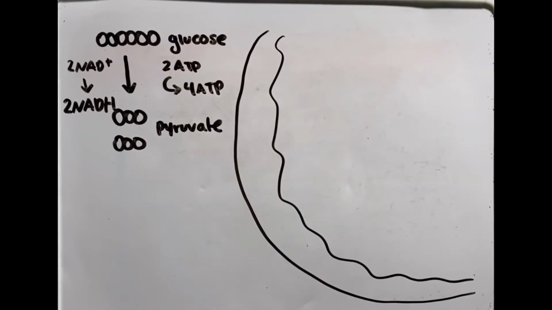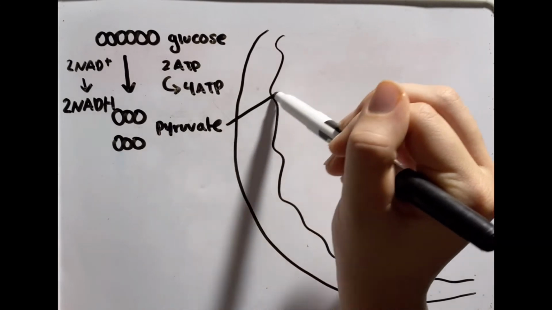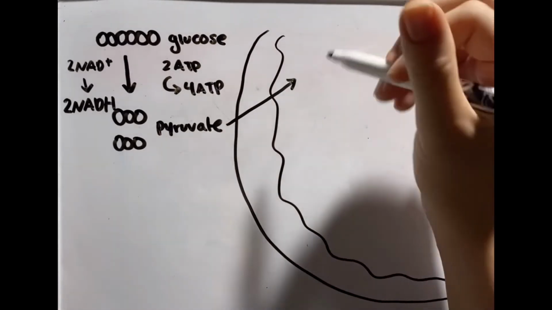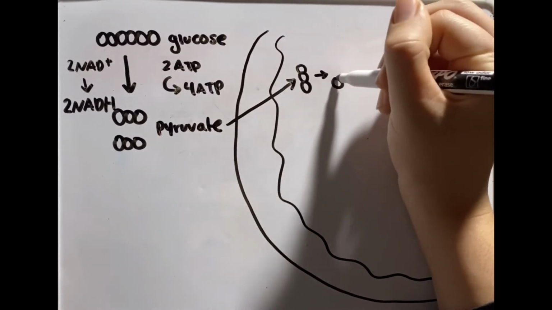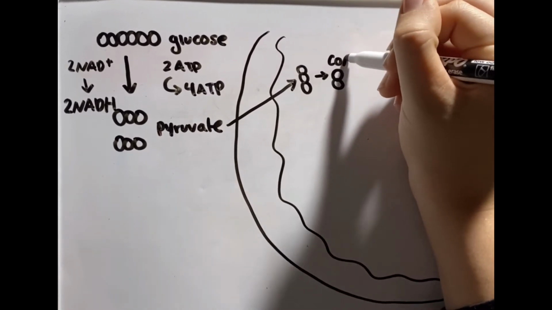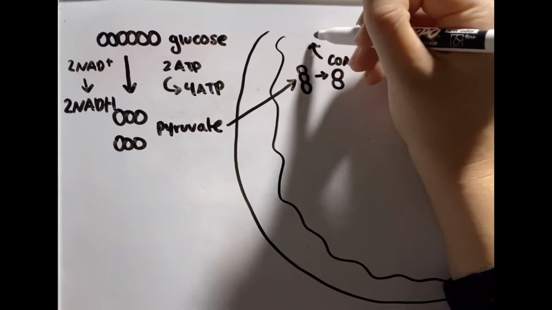The next step is pyruvate oxidation. Pyruvate oxidation occurs in the mitochondrial matrix where oxygen is present. Pyruvate is oxidized to 2 carbon acetate molecules and CO2. And we're done. The CO2 is exhaled and plants can live happily ever after.